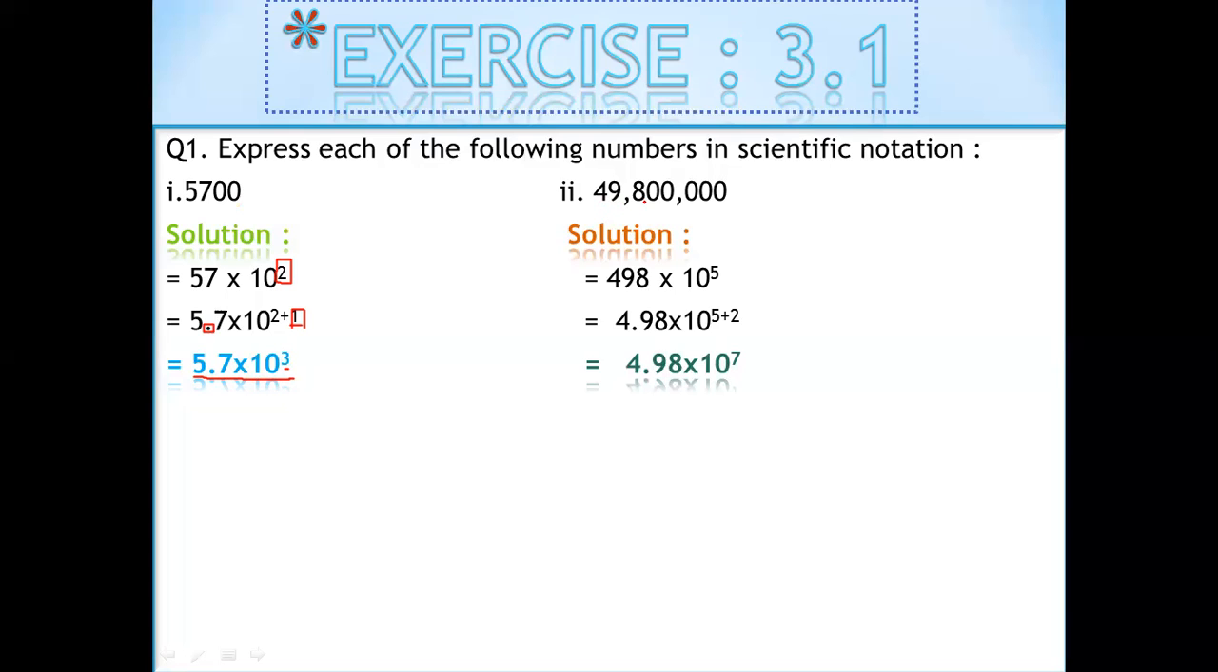Next part is 498 and there are 5 zeros. So according to that, we convert all the zeros in the power of 10, 10 raised to the power 5. In the next step, we put the decimal after a non-zero digit which is 4, 4.98. Now how many numbers after the decimal? 9 and 8. So we increase the power of 10 by 2 because there are two numbers after the decimal. 5 plus 2, 7. 4.98 multiply 10 raised to the power 7 is our required answer.